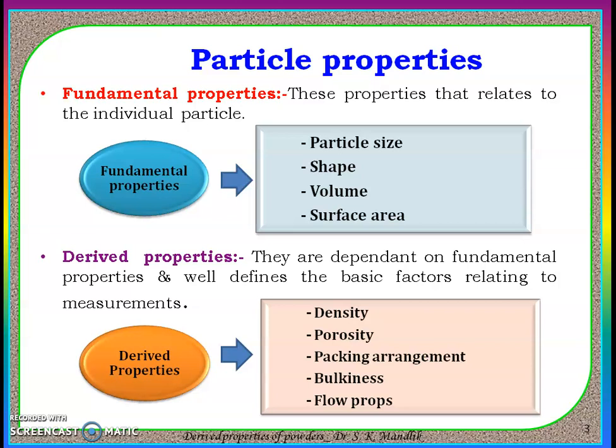Particles have two types of properties: fundamental properties and derived properties. Fundamental properties are the basic properties of individual particles, namely particle size, shape, volume, and surface area, whereas derived properties are derived from fundamental properties. These are dependent on fundamental properties and well define the basic factors relating to the measurements.